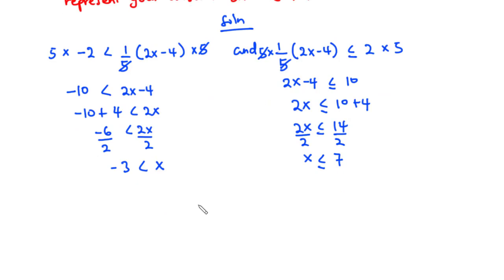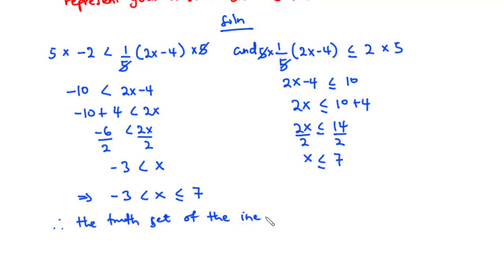Now combining the two solutions, we have -3 is less than x is less than or equal to 7. Therefore, the truth set of the inequality is x is such that -3 is less than x is less than or equal to 7.